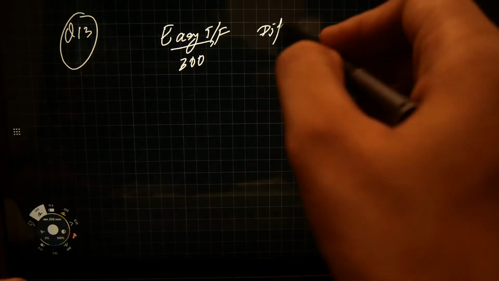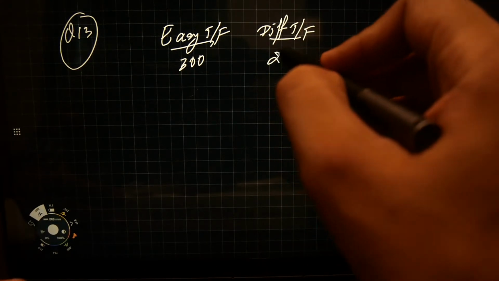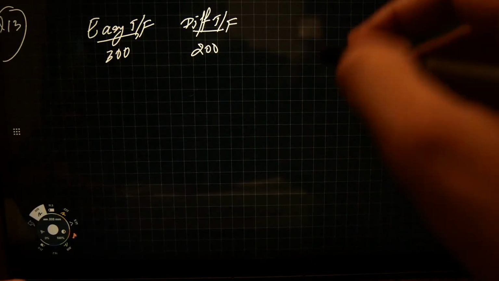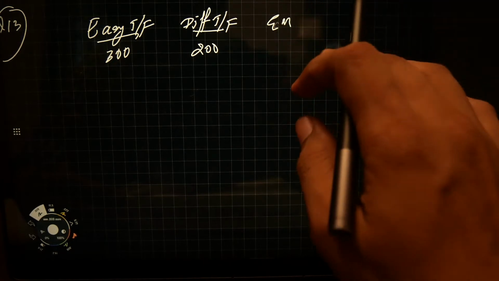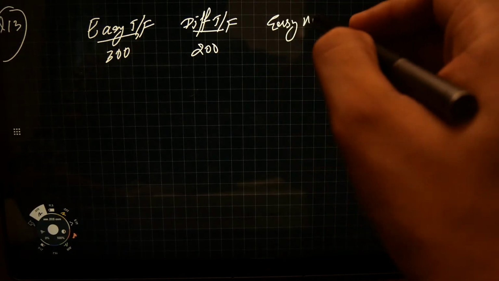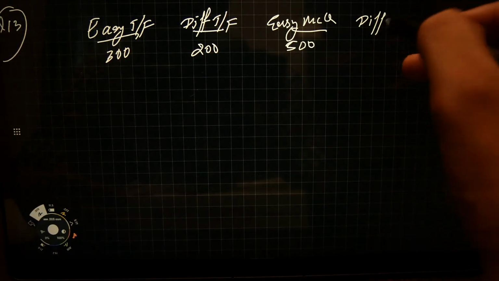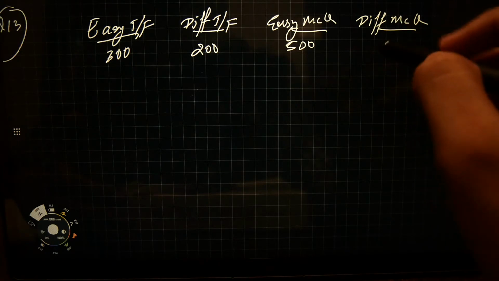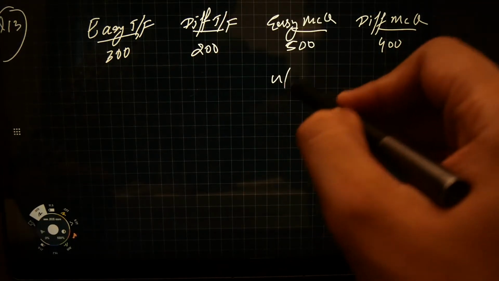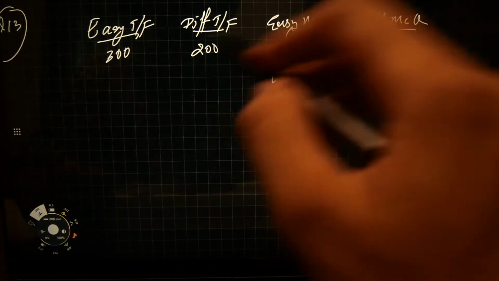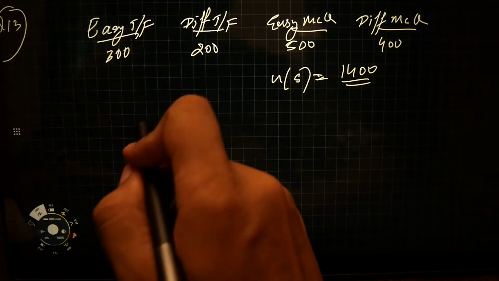And difficult true or false questions, how many are there? 200. Then there are 500 easy multiple choice questions, so that will be easy MCQ 500, and difficult MCQ, how many are there? 400. So the sample space, N of sample space, consists of 1400 elements.